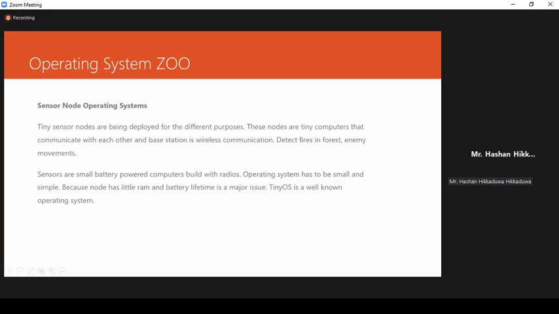Then sensor node operating systems. Sorry, not server, sensor node operating systems. Tiny sensor nodes are being deployed for different purposes. These nodes are tiny computers that communicate with each other and a base station by wireless communication to detect fire in forests, enemy movements. Sensors are small battery-powered computers built with radios. The operating system has to be small and simple because the node has little RAM and battery lifetime is a major issue. TinyOS is a well-known operating system. Then there are sensor node operating systems.